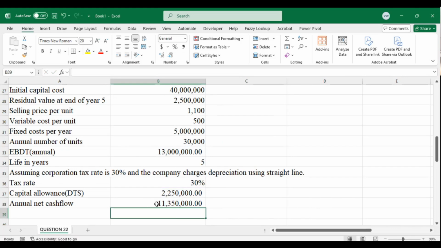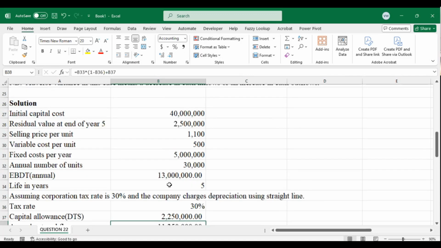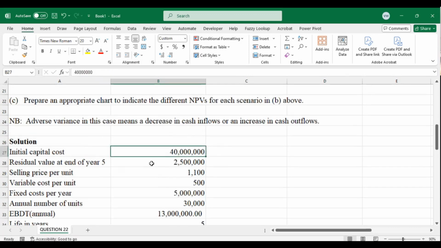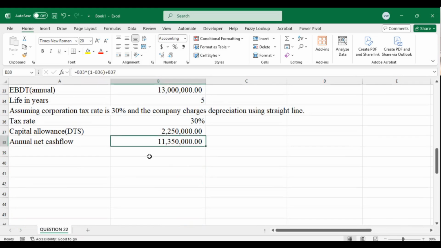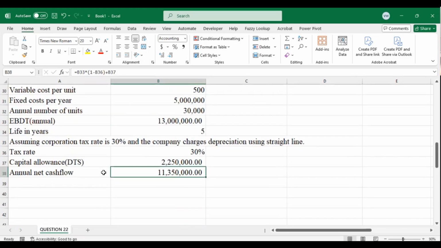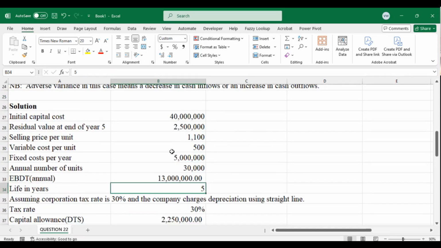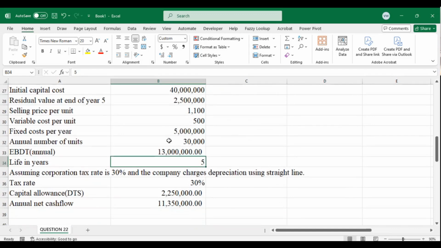After getting that, now I have my 3 cash flows. I have the initial cost, I have the terminal cash flow, which is the residual value, and I have the annual net cash flow. And this annual net cash flow is generated every year for 5 years. And you can see that I've separated the text and the numeric values.